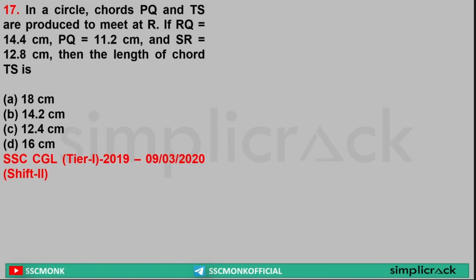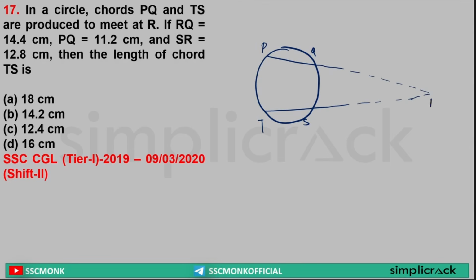Okay, next. In a circle, chords PQ and TS are produced to meet at R. If RQ is this much, let's see. So this is a circle. So this is one chord PQ, this is one chord TS. Now they are extended, means they are increased to this point, and they are meeting at R. So whenever you get into this sort of question, remember this: RQ multiplied by RP is equal to RS multiplied by RT. That is the formula. Clear?